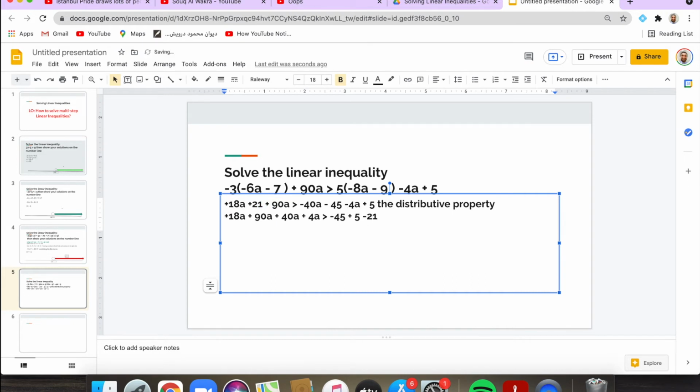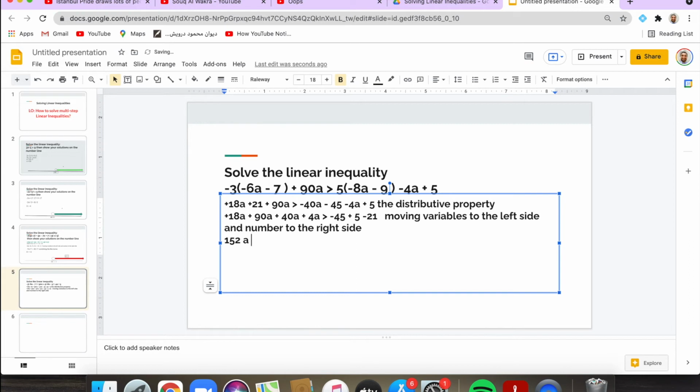So here, moving variables to the left side and known numbers to the right side. Why? Because I want to isolate x, right? Now combining like terms: 18a plus 90a is 108a, plus 40a is 148a, plus 4a, 152a, right?